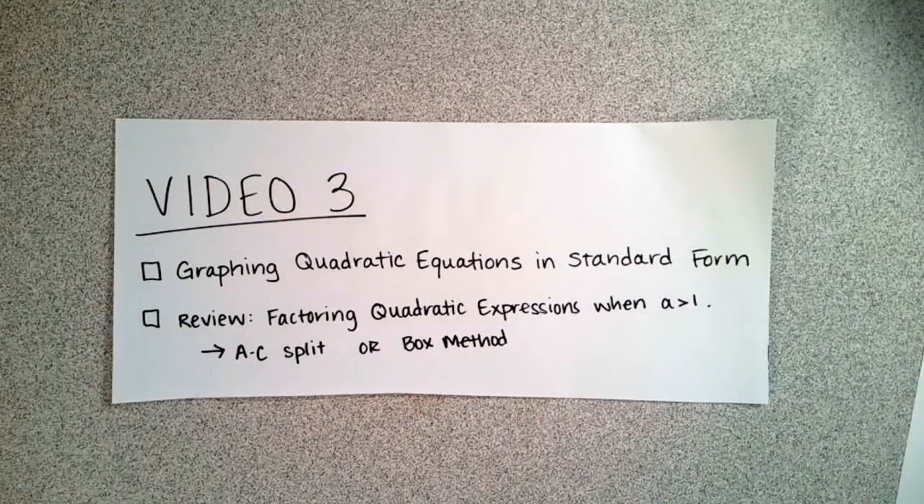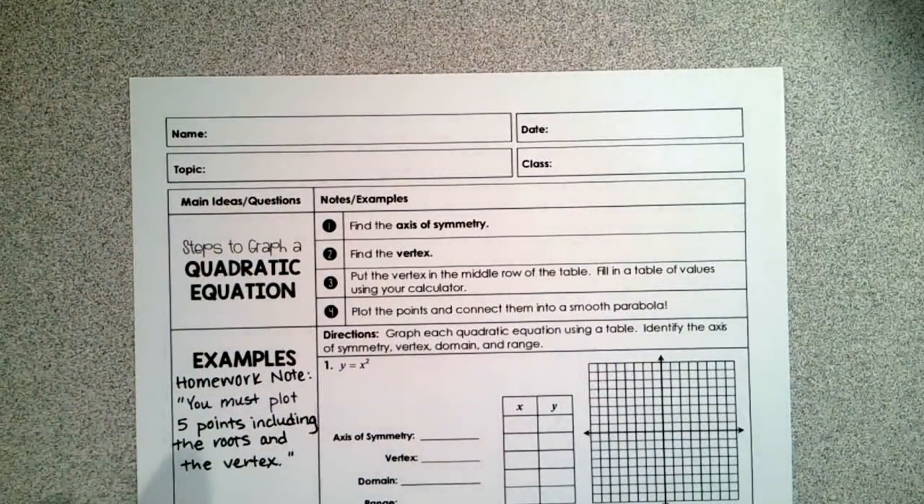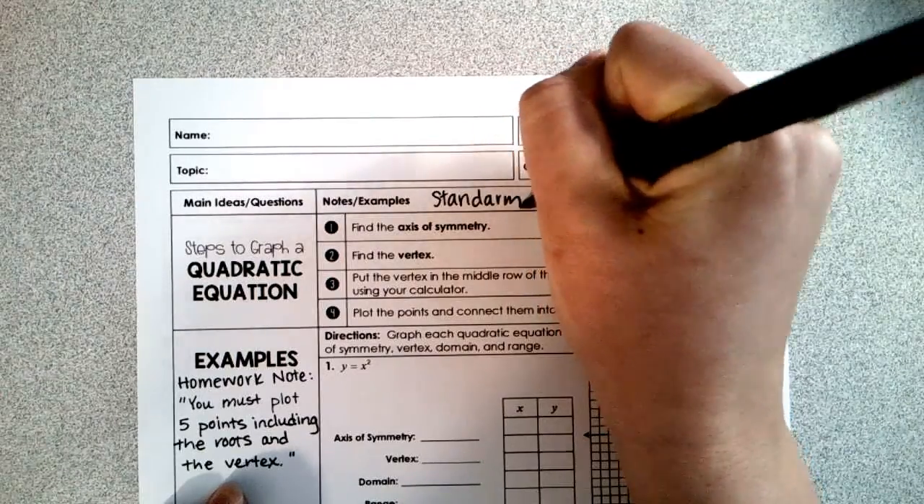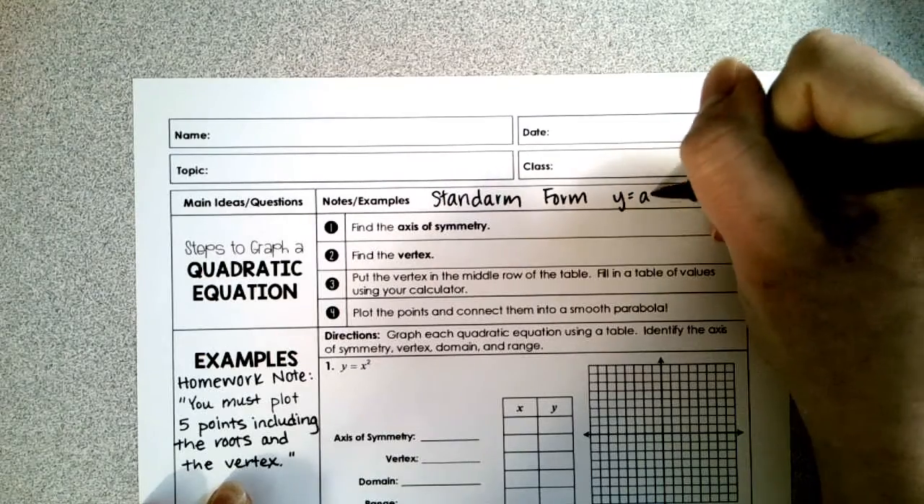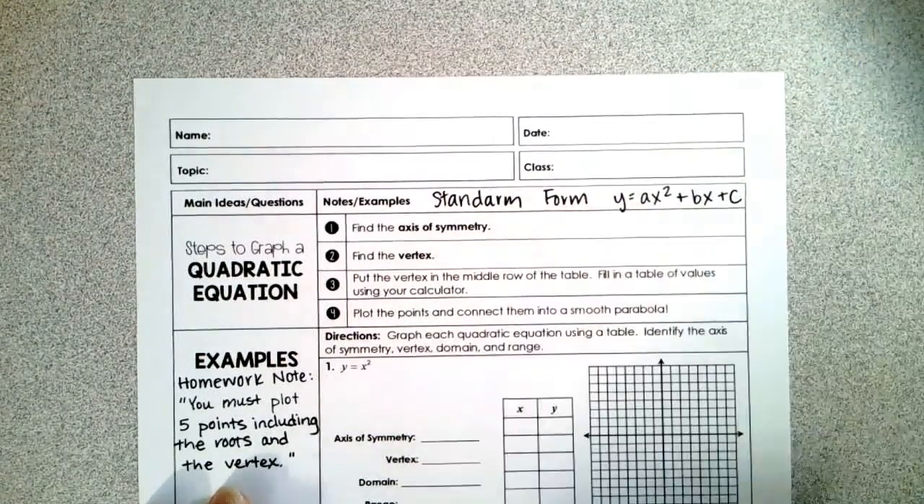In this video, we're learning how to graph a quadratic equation in standard form, and we're also reviewing how to factor quadratic expressions when the a value is greater than 1. So we have a step-by-step list that will help us graph quadratic equations in standard form. Just as a reminder, standard form of a quadratic is y equals ax squared plus bx plus c.